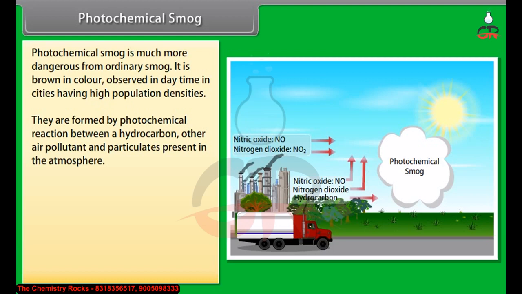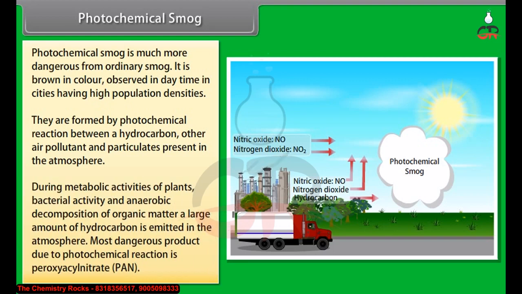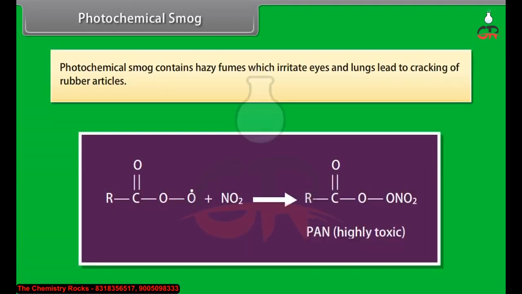During metabolic activities of plants, bacterial activity and anaerobic decomposition of organic matter, a large amount of hydrocarbon is emitted into the atmosphere. The most dangerous product of the photochemical reaction is peroxyacyl nitrate, PAN. Photochemical smog contains hazy fumes which irritate the eyes and lungs and lead to cracking of rubber articles.